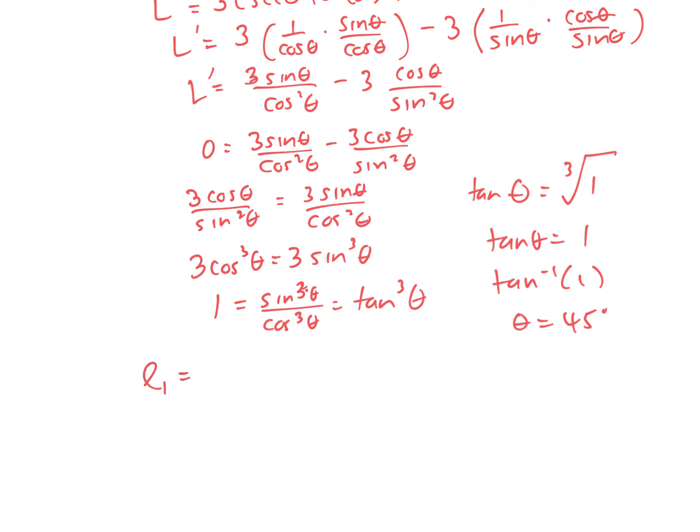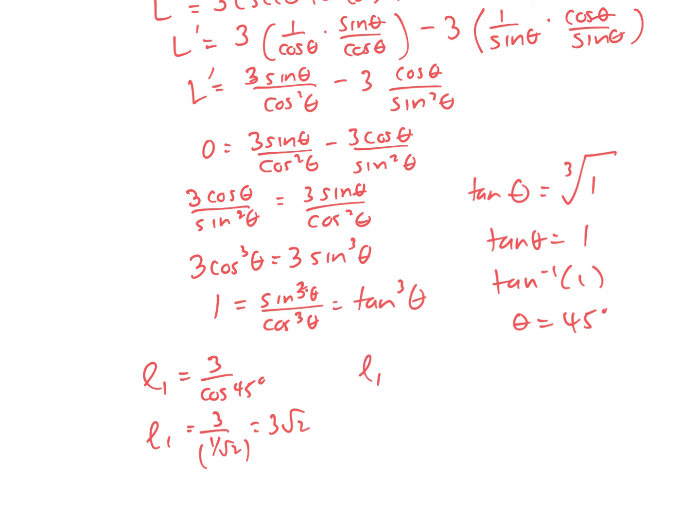So length 1 was 3 over cosine theta, so 3 over cosine 45. The answer in the guide is given as an exact ratio. So cosine of 45 is 1 over root 2. So I'll simplify that to 3 root 2.